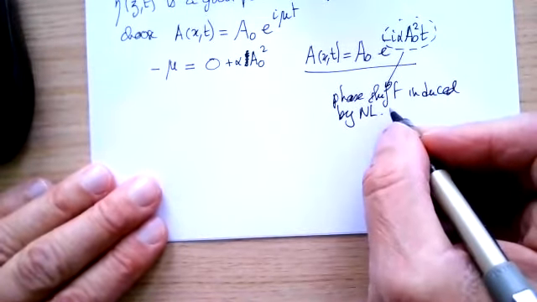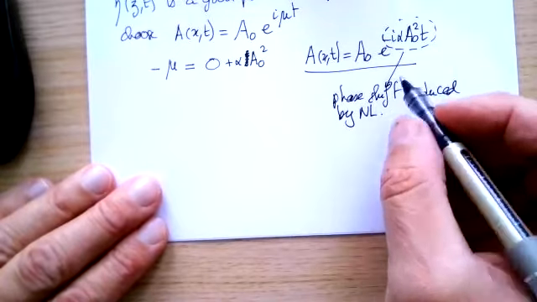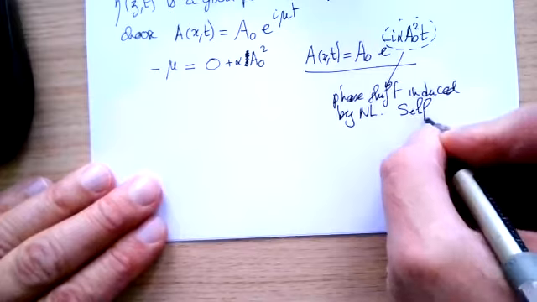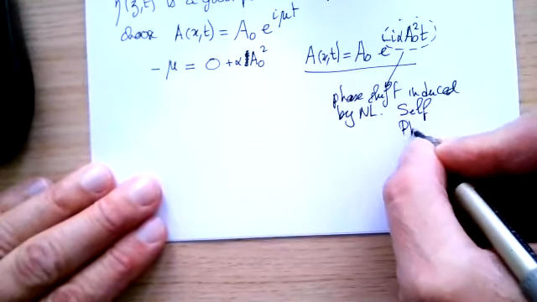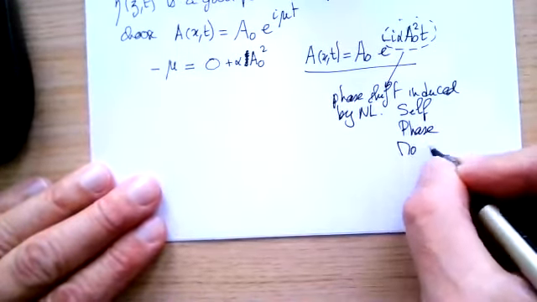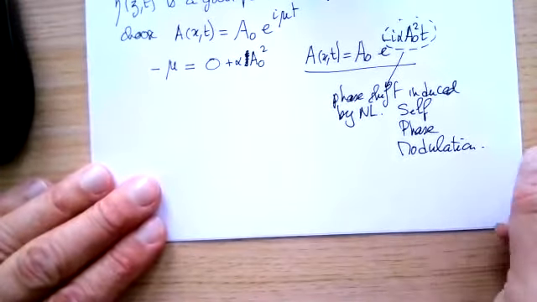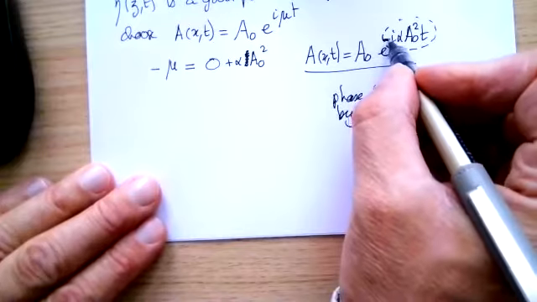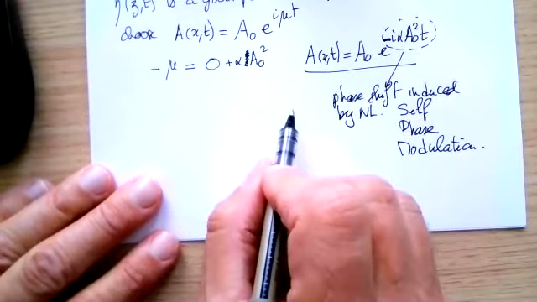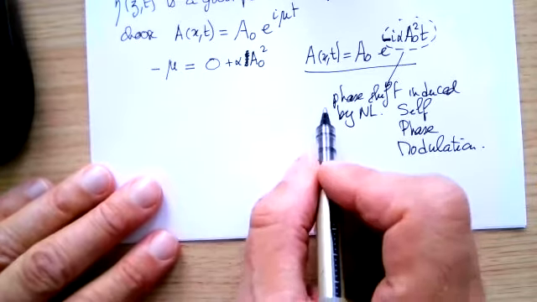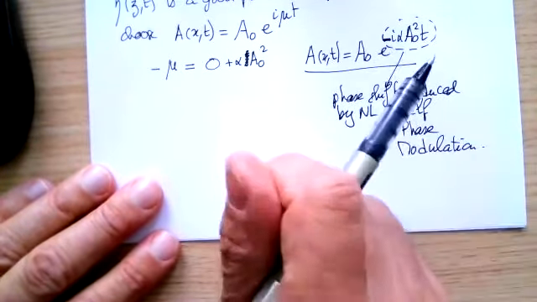And in the context of optics, it's called self-phase modulation, SPM. And it is a known effect in nonlinear optics. Now, this is the first effect of nonlinearity on the plane wave.